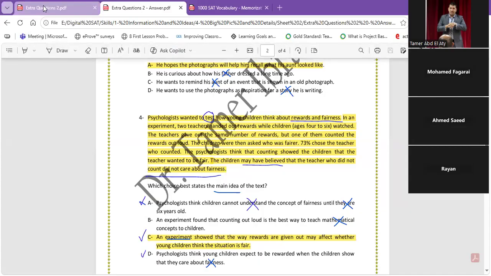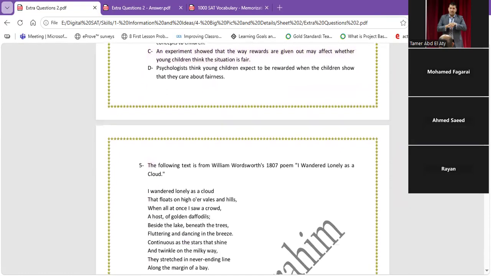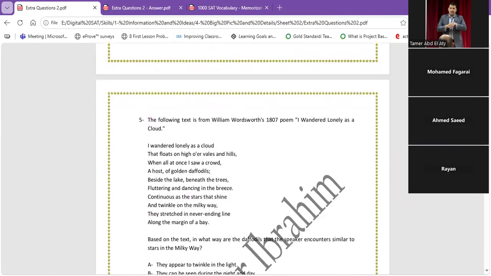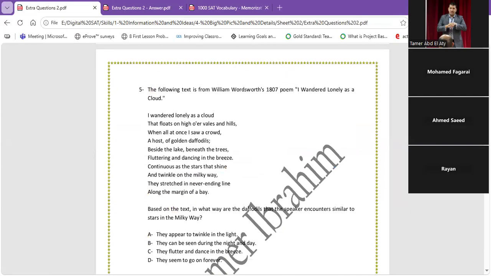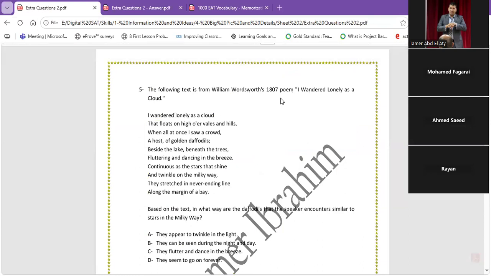So that was the homework from last time. Now it's our time to solve number 5, and write the answer in the chat box. All of you, please. Number 5 is a detailed question.